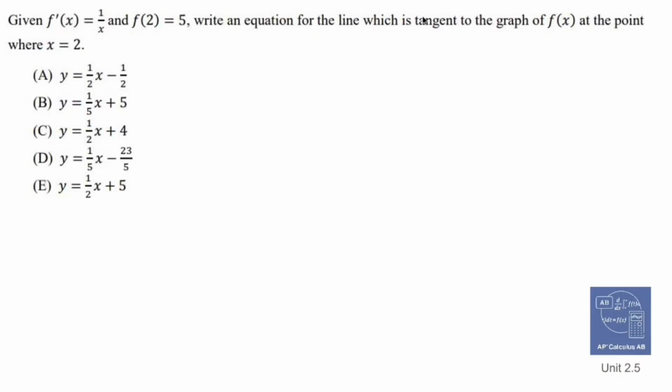Write an equation for the line which is tangent to the graph of f of x at the point where x equals 2. So I have some weird looking graph, and I don't know how accurate this is. This might not be accurate at all. But at some point on the original graph, wherever you have 2, you get 5. What I want to do is find the equation of a line tangent to that point. What do I know? Well, what I know is the derivative is f of x equals 1 over x. So the derivative at this point 2 is going to give me the slope.